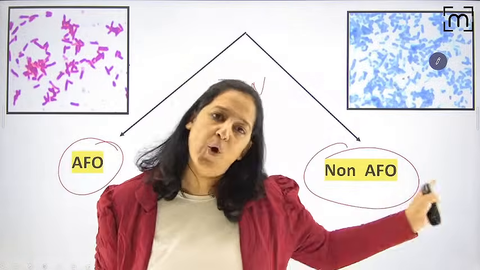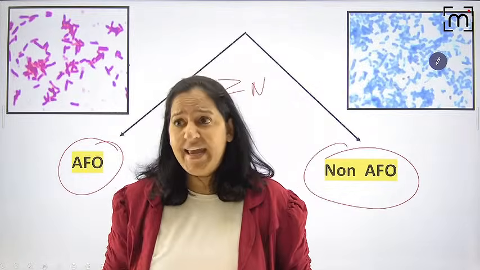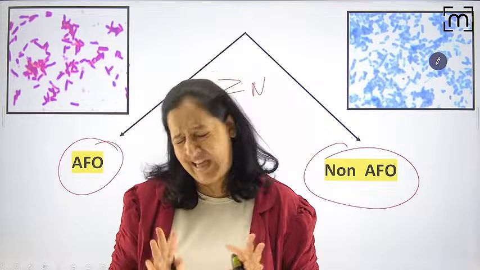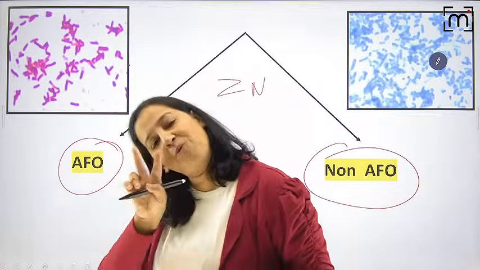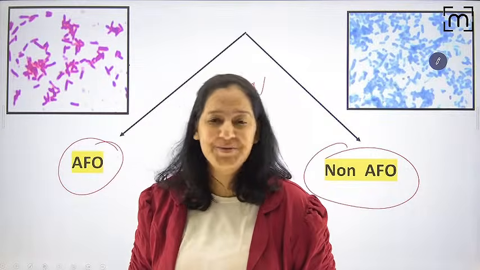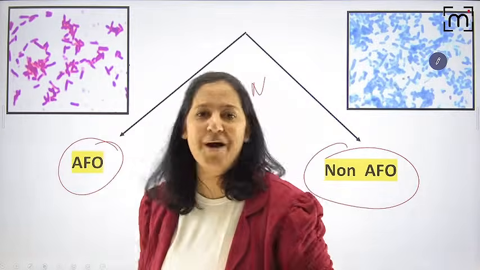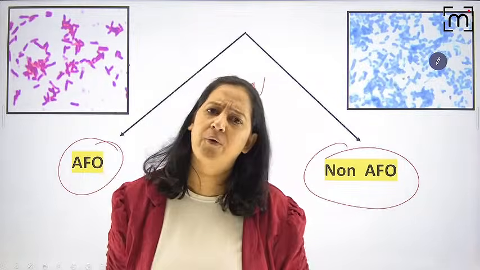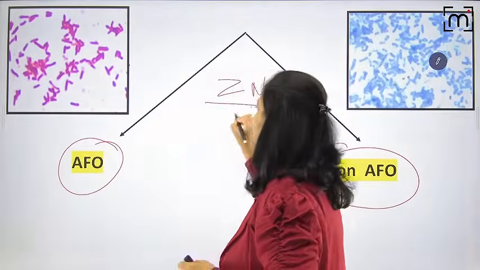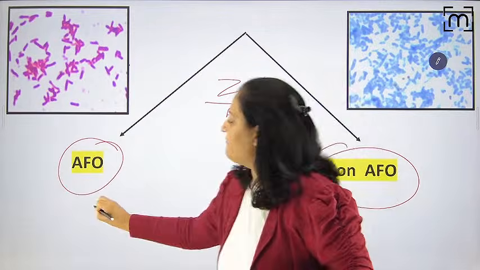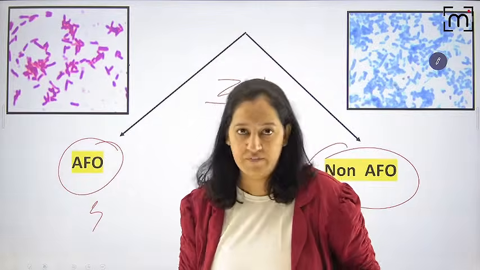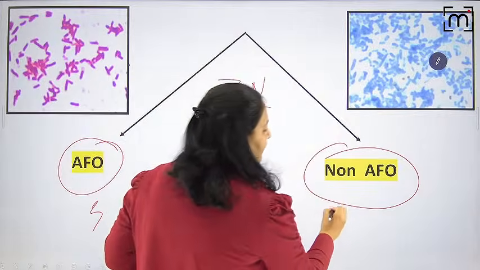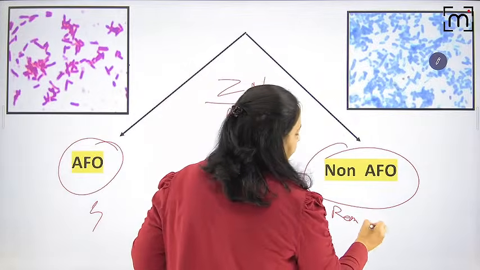Acid-fast organism, non-acid-fast organism. We don't say AFO cocci, AFO bacilli, non-AFO cocci, non-AFO bacilli. Thankfully, we don't say. So we don't have four categories like gram stain. We have only two categories. Out of all the bacteria we have, only 5 of them are AFO. We will learn those 5 and we don't learn this category. Common sense. The remaining all will fall here.